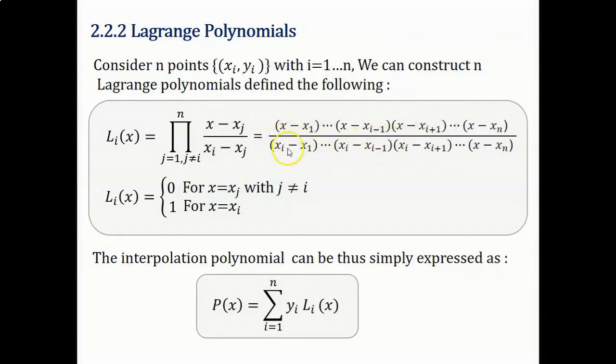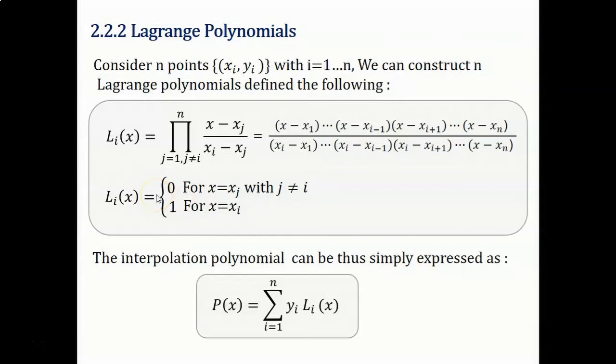The most important property of the Lagrange polynomial is that Li of x is equal to 0 for any xj different than xi, and it is equal to 1 for x equal to xi. So for example here, if we take any xj, it will give 0, okay? And if we take xi, the numerator becomes xi minus xj over xi minus xj, so it becomes 1. Alright, so this is the most important property of the Lagrange polynomial.